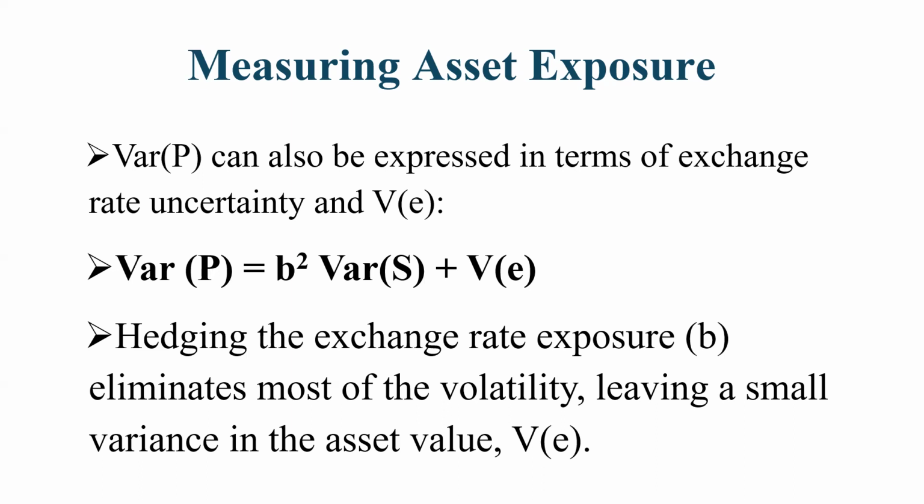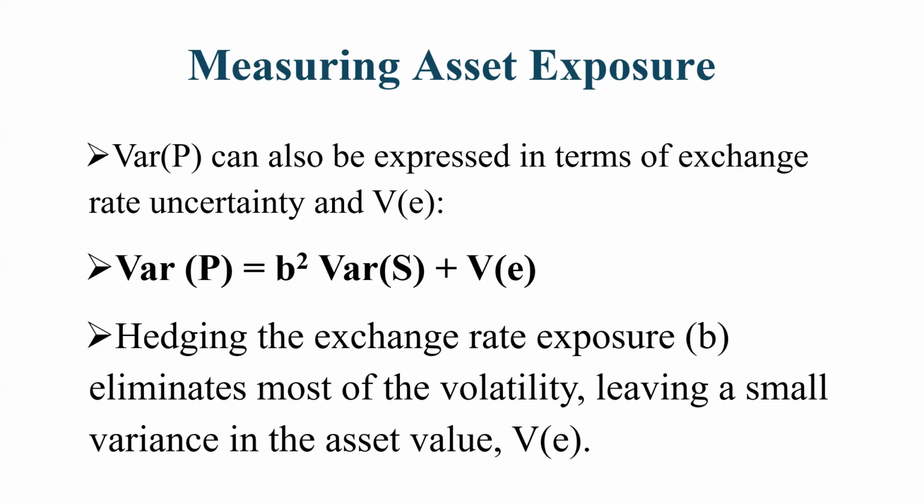And let's remind ourselves that once we've calculated B, that's the exposure, and we know the amount, a firm can hedge the exposure B using a forward contract. And by doing so, we can eliminate the volatility of the asset value that is due to the exchange rate volatility.